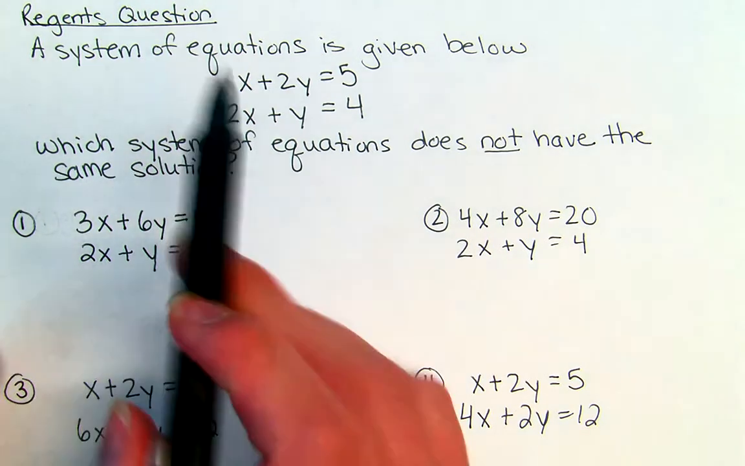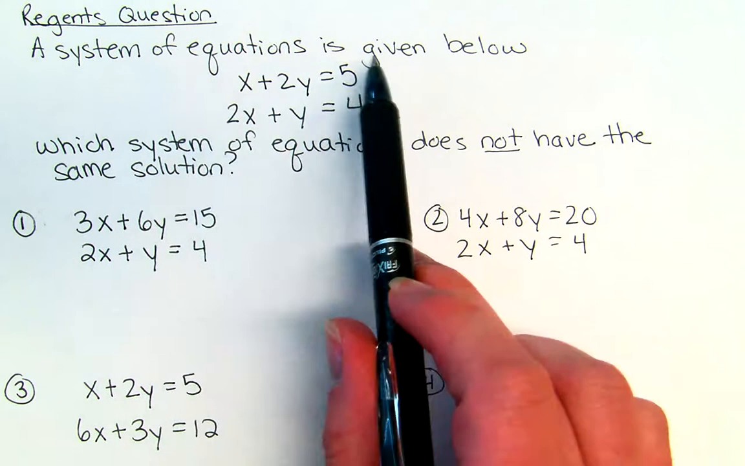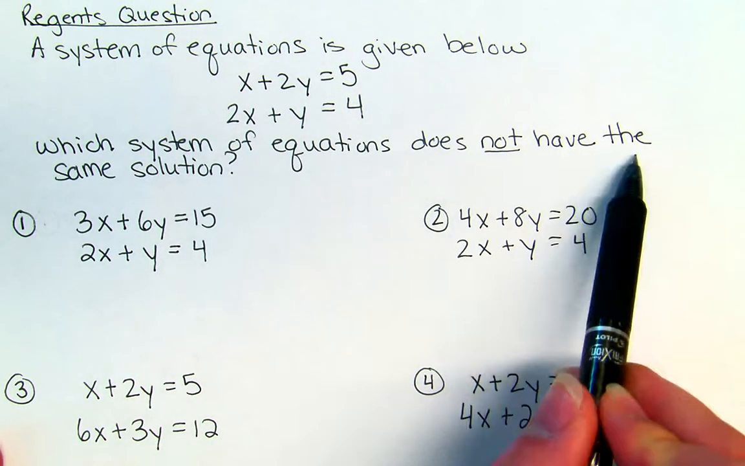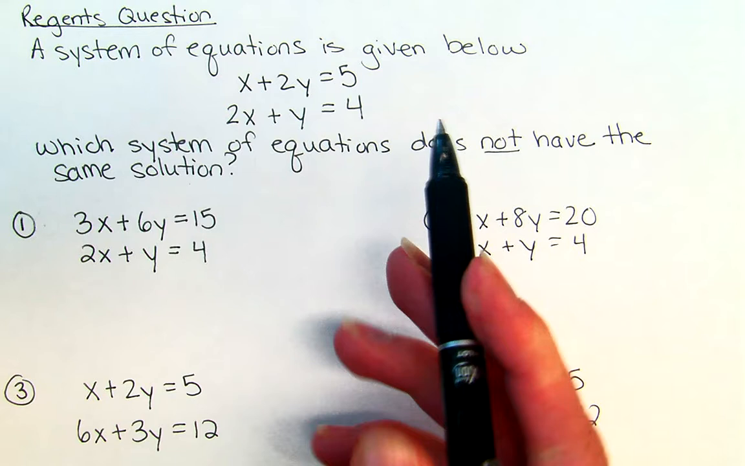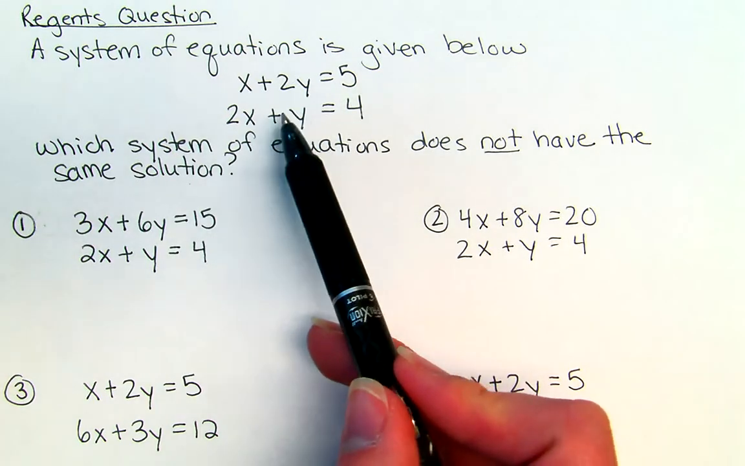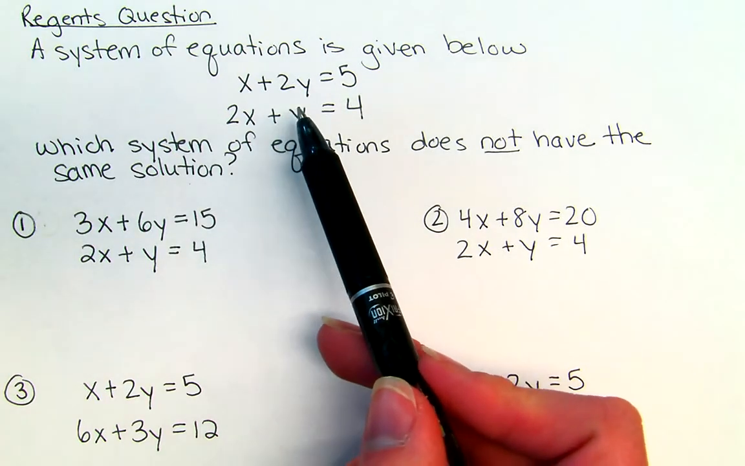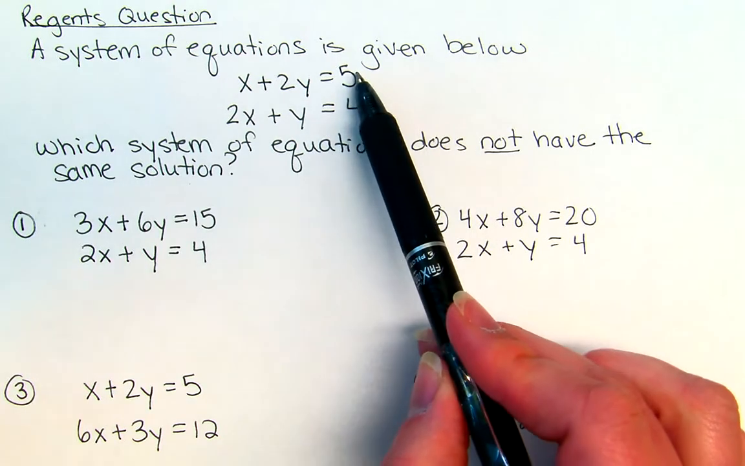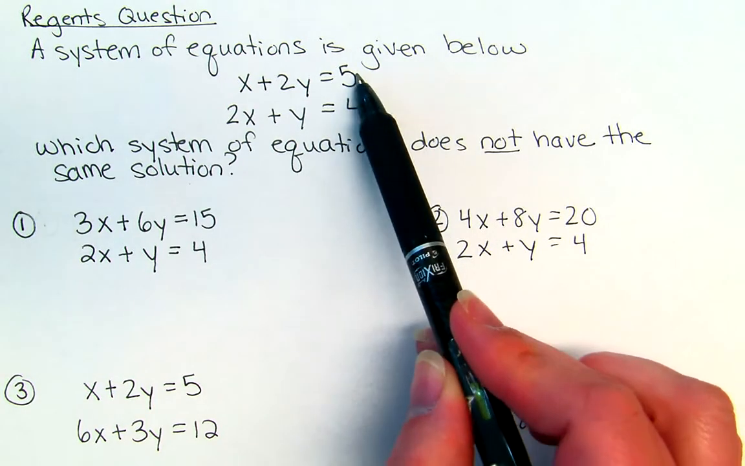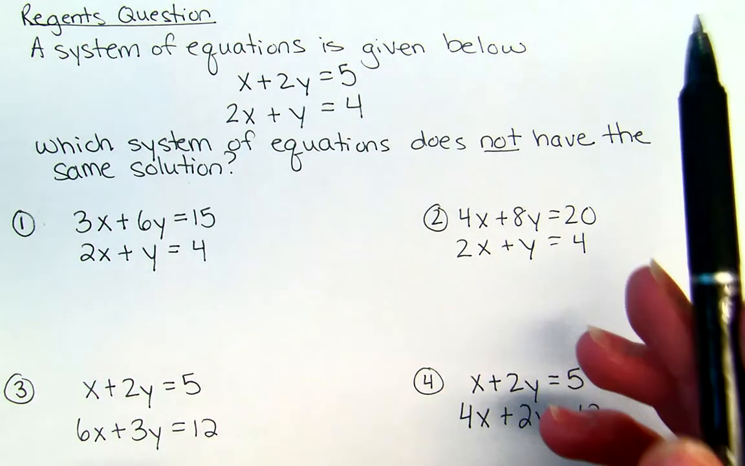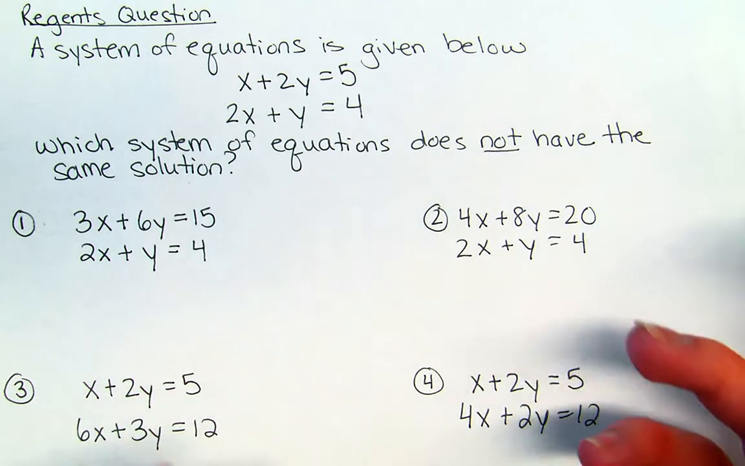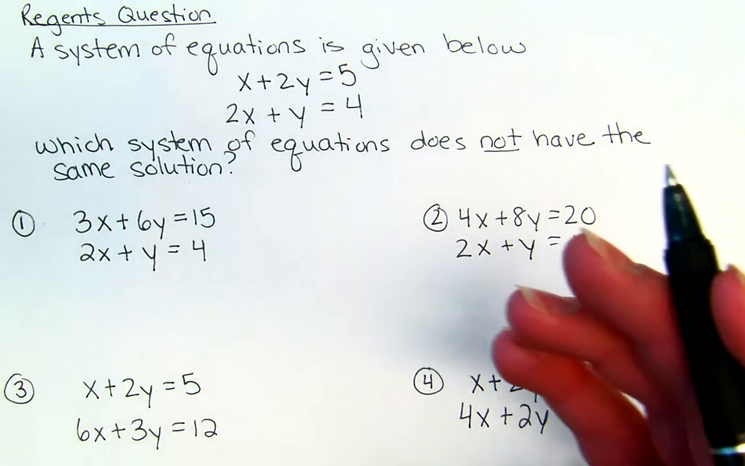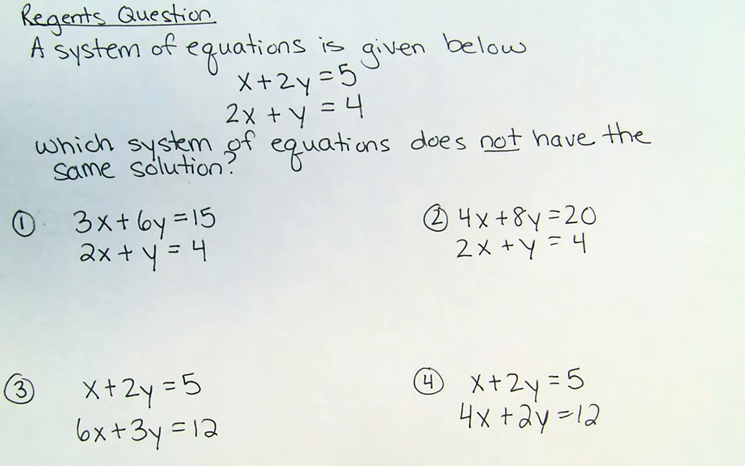Okay, so this Regents question says, a system of equations is given below. Which system of equations does not have the same solution? Right, because every time we multiply a system correctly, we will get an equivalent system. Now that means that I'm either going to multiply the top one, or the bottom one, or both, right? I can multiply them separately or together. And so the idea is that I rewrite them into equivalent forms, which means they will have the same solution.